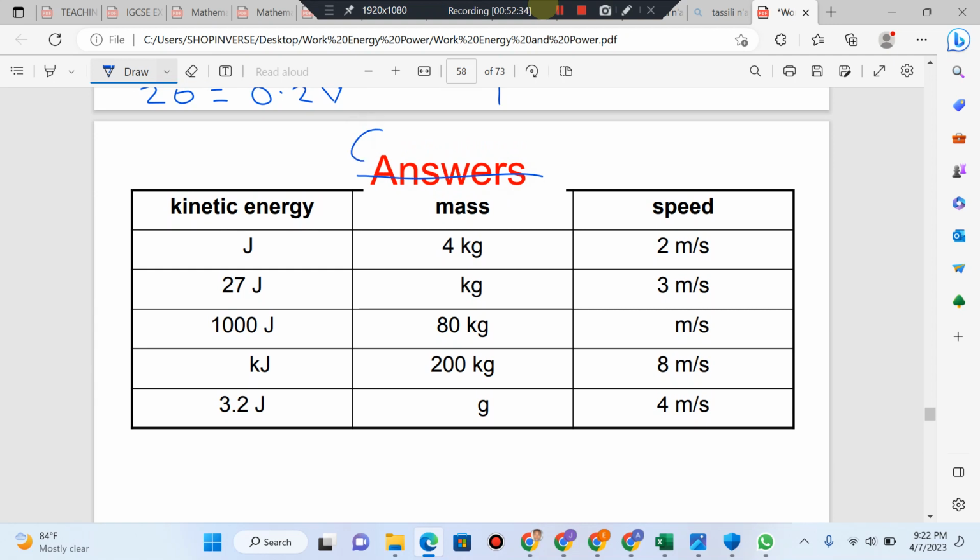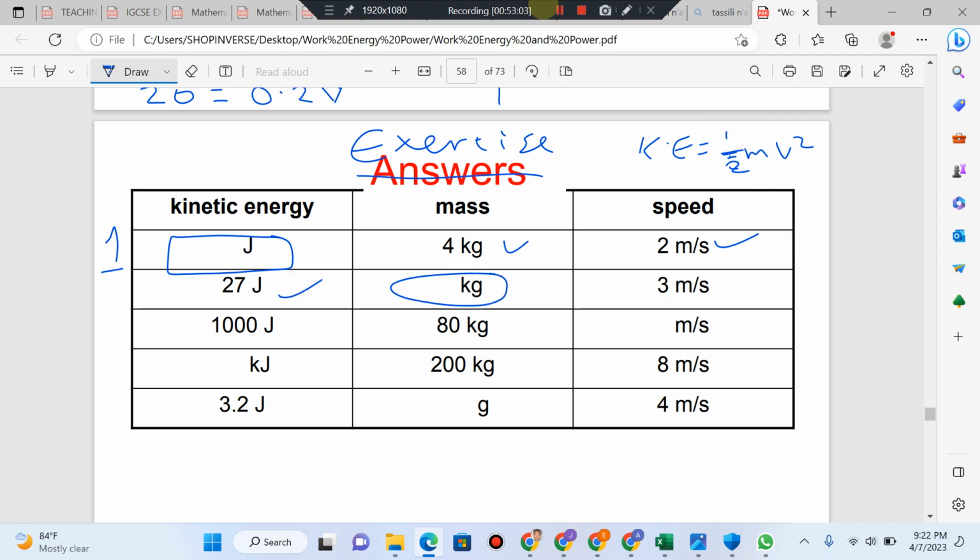So now there's no answer. These are not the answer. This is your exercise. So now this is an exercise for you, okay? You can pause this video now and solve all these questions. Take note that in question number 1, the request is for your kinetic energy, and you're given the mass and the speed. So just use the formula for calculating kinetic energy to get the kinetic energy in each of these in the first case.